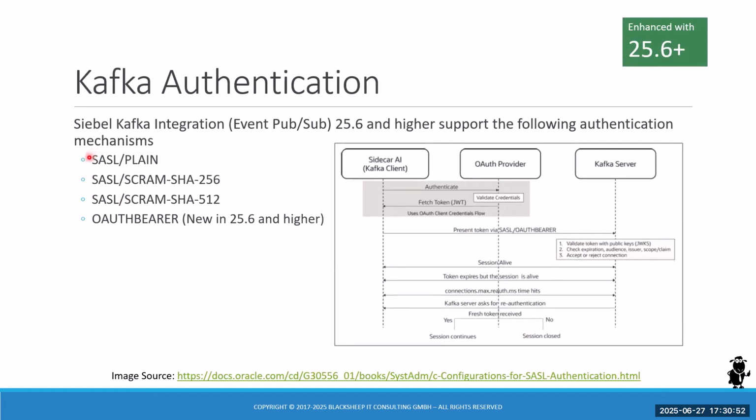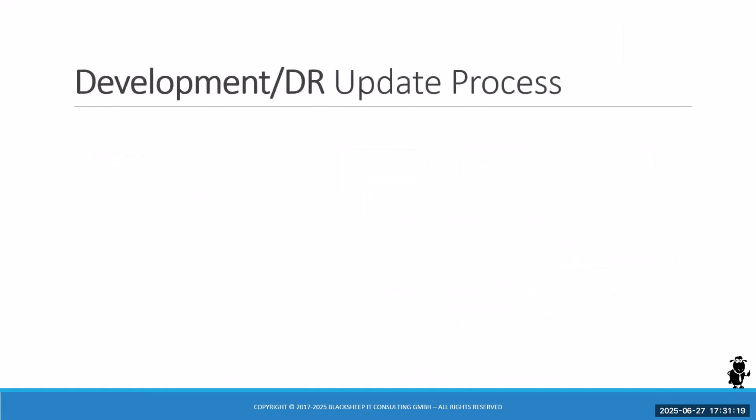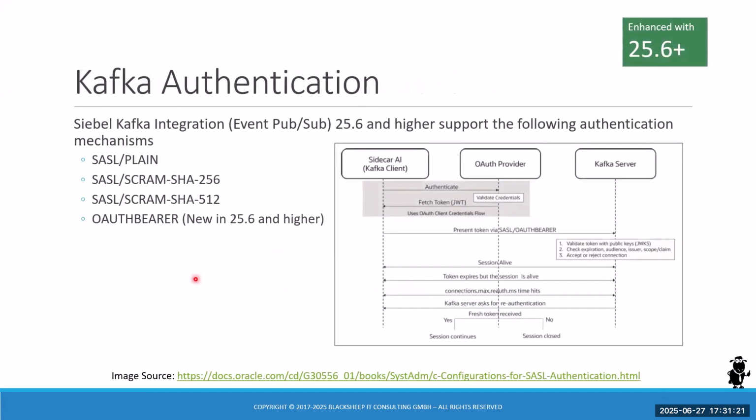Yeah, here's some detail on that Kafka authentication. So the Kafka integration event publication and subscription in 25.6 now supports a total of 4 authentication mechanisms. That is the various SASL mechanisms and OAuth bearer, which is new. Yeah, but again, not tested, just noticed from the bookshelf. Okay, so these are the highlights for 25.6.